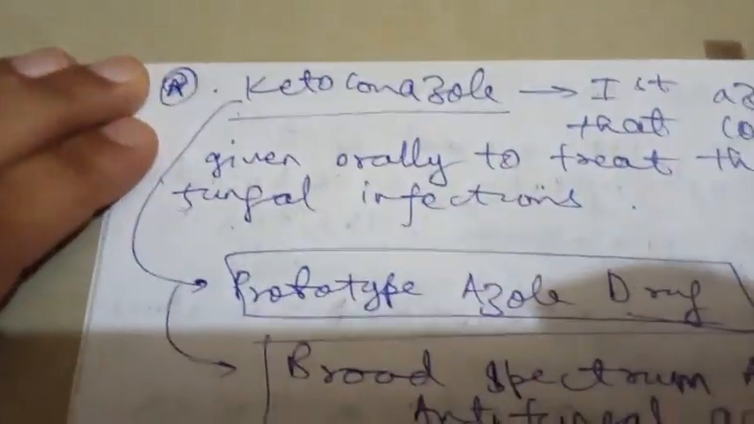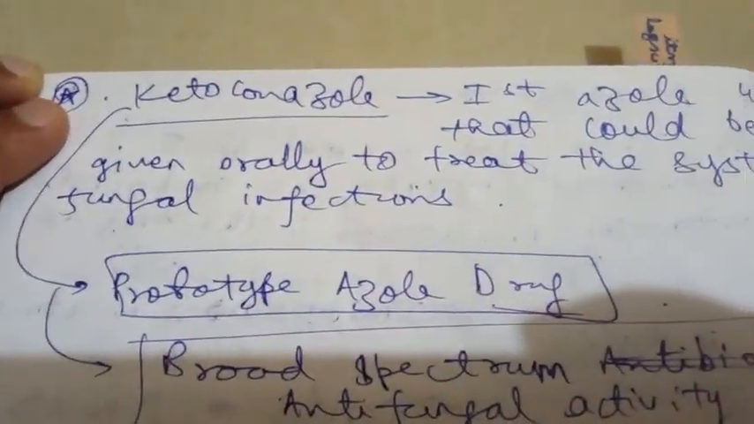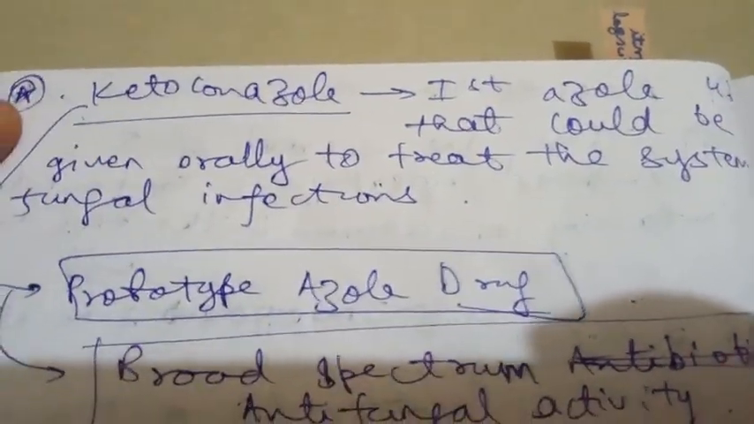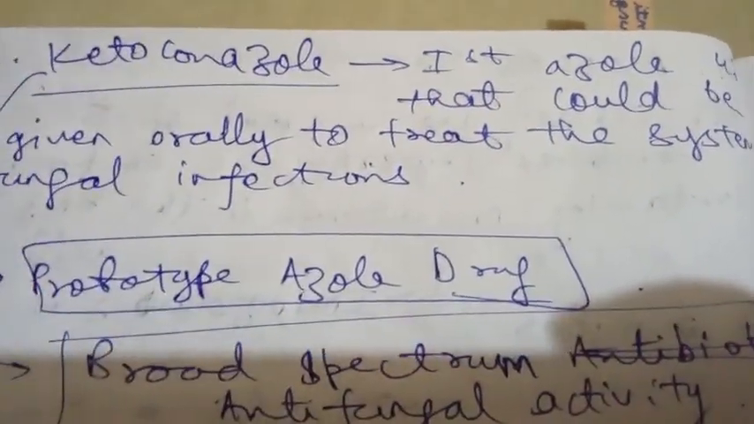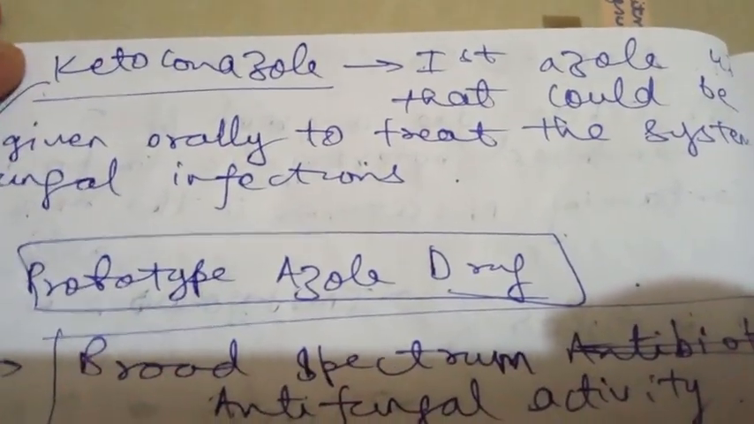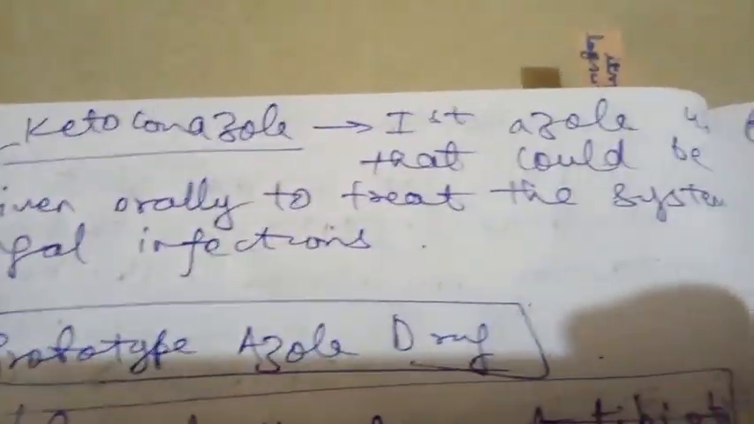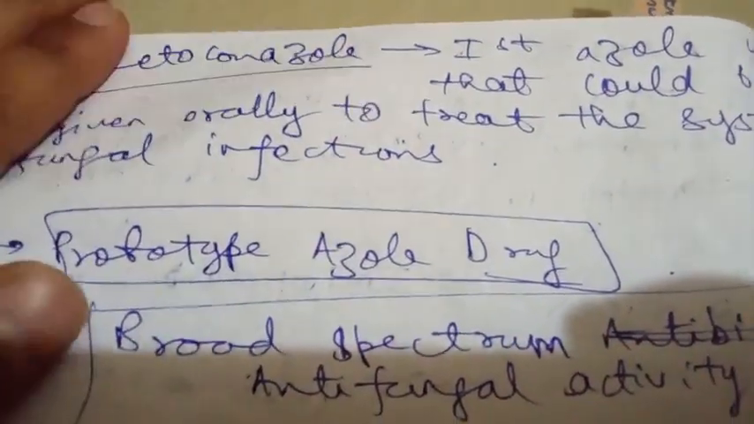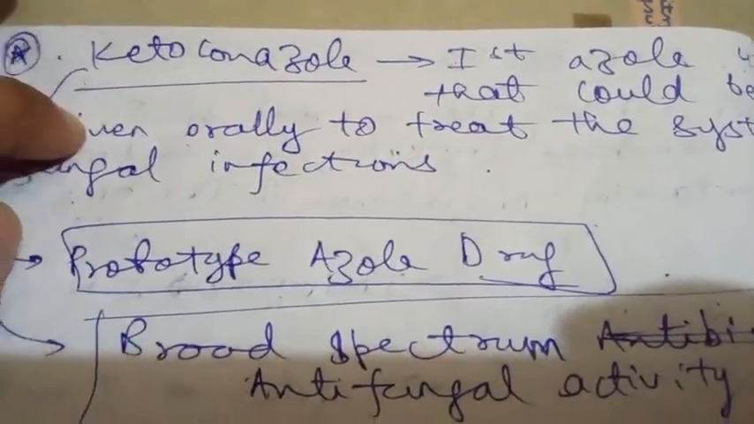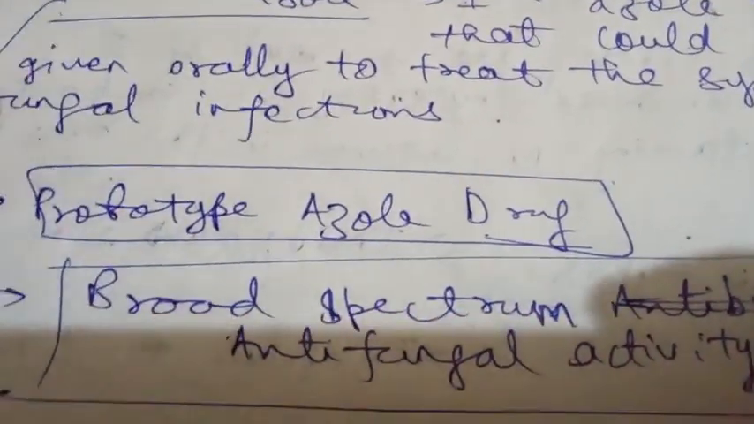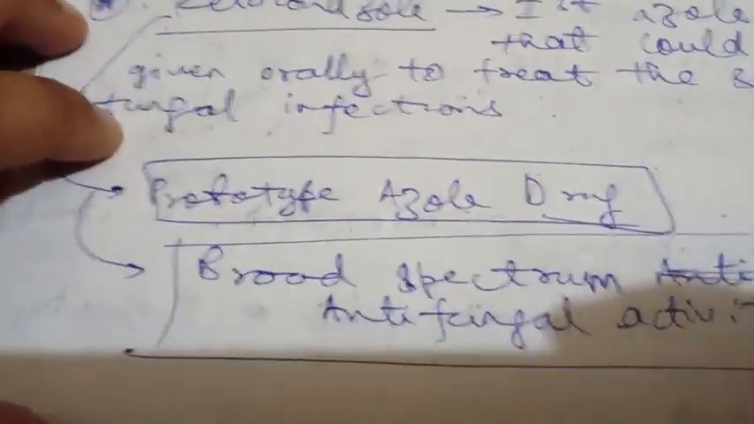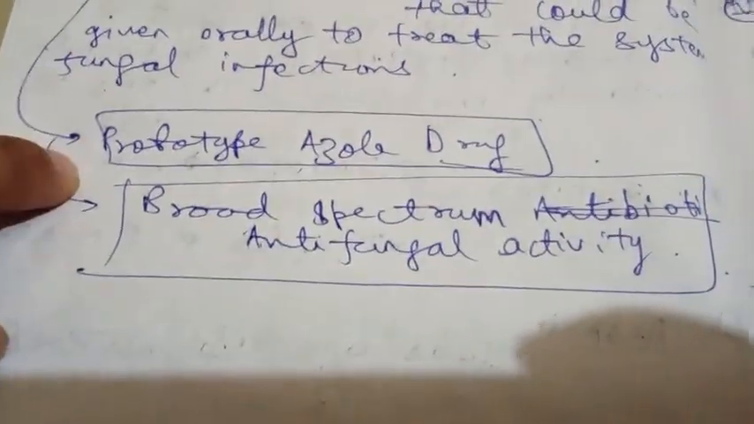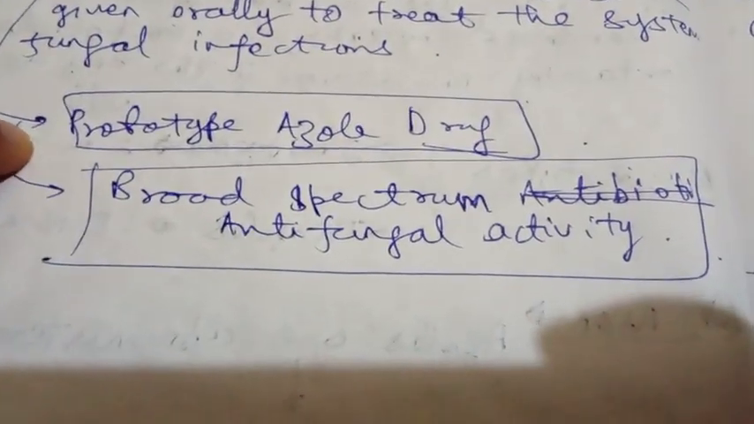Now, regarding imidazoles: ketoconazole, miconazole and clotrimazole are imidazoles, and triazoles include fluconazole and itraconazole. Ketoconazole is the first azole that could be given orally to treat systemic fungal infections. It was the first azole developed that could be given orally, and it is still given to treat systemic fungal infections. It is a prototype azole drug and has broad spectrum antifungal activity.